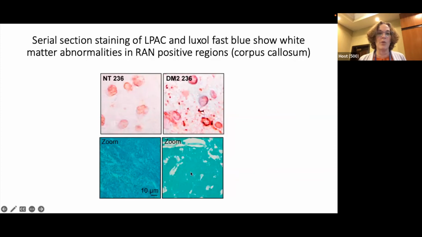In the regions where LPAC is abundant in the white matter, we see evidence for white matter abnormalities, with the Luxol Fast Blue staining showing demyelination.